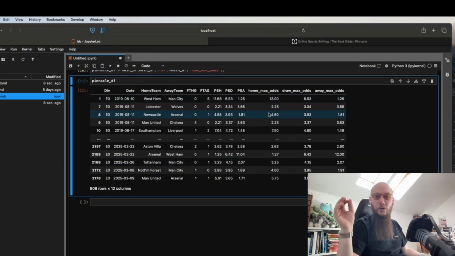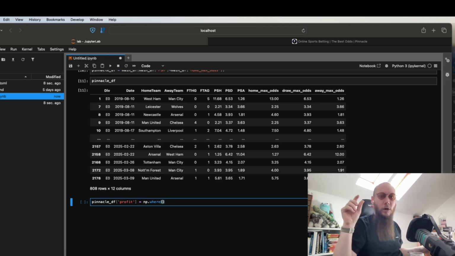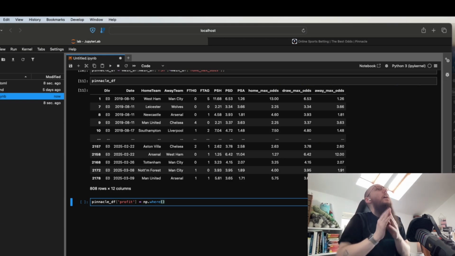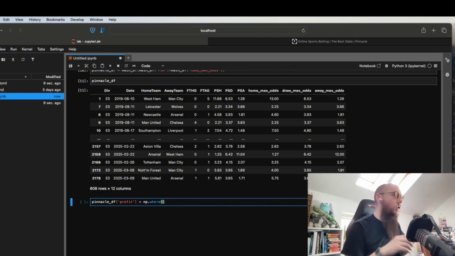to use a conditional from NumPy called np.where, because we need to create ourselves a new column in this data frame, and this new column will be called profit. So Pinnacle df new column profit is equal to np.where. And what np.where does, the construction of this, okay, so you give it a conditional, like when something is bigger than something else, and then you say, here's what I want you to put in the column when this condition is true, and then here's what I want you to put in the column when this condition is false.